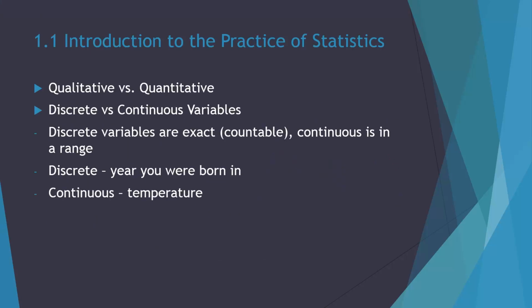The chapter looks at qualitative versus quantitative. So in statistics, a big thing is qualitative versus quantitative. How will we do our study? What type of study will it be? What kind of variables are we using? And that's where qualitative versus quantitative come in.